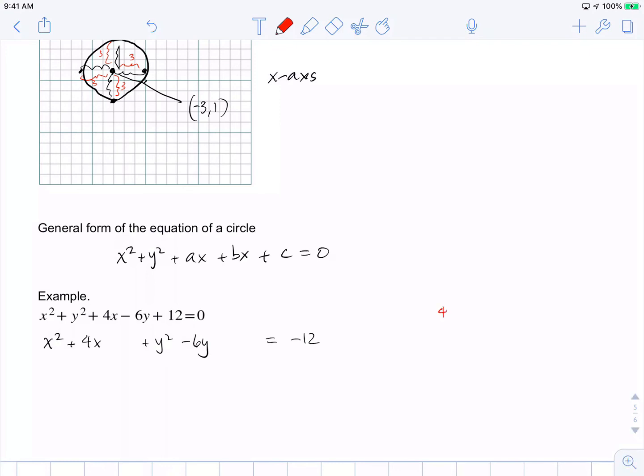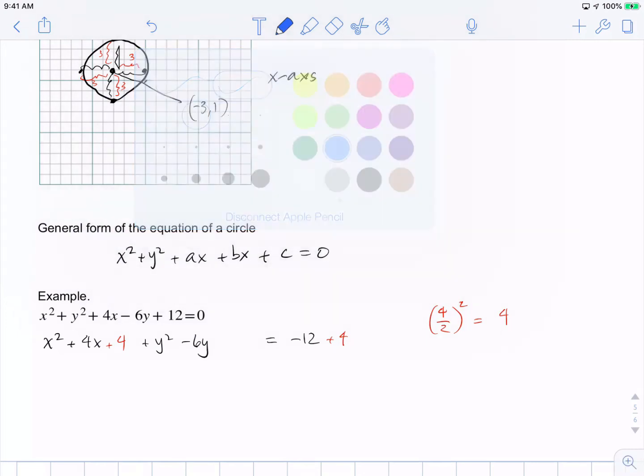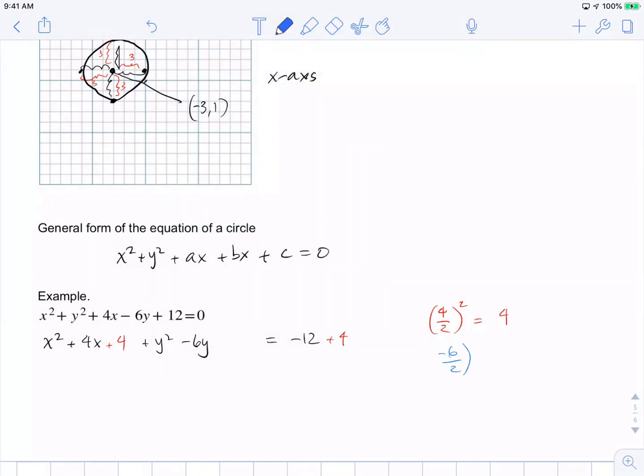So I'm going to go 4 divided by 2 and square it. So that's going to give me 2 squared, which is 4. And so I'm going to add 4 here. But if I add 4 on this side of the equation, I have to add it on the other side to keep it balanced. Now, for the y term, I'll use a different color. I'm going to take that negative 6 and I'm going to divide it by 2, and then I'm going to square it. And so negative 6 divided by 2 is 3, and then squared is 9. So I'm going to add 9, and I'm going to add 9.